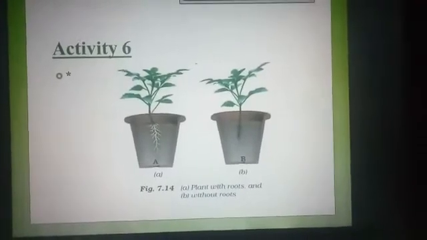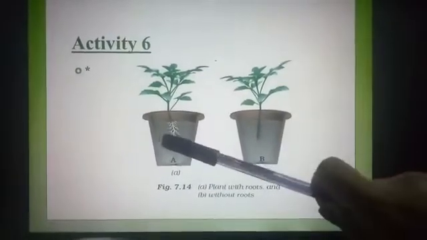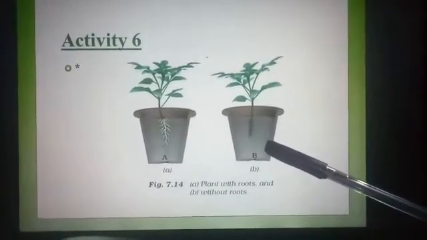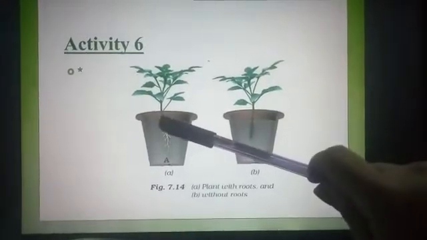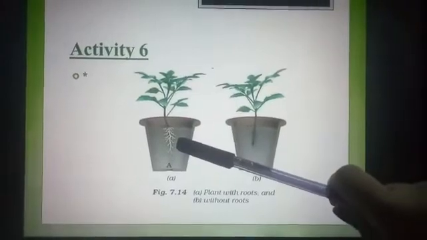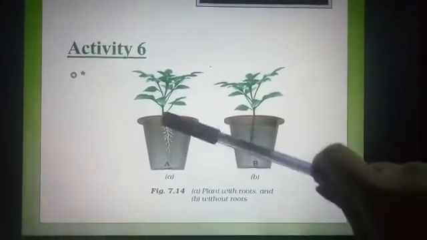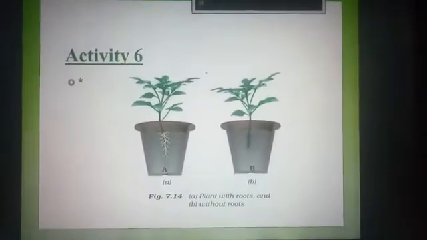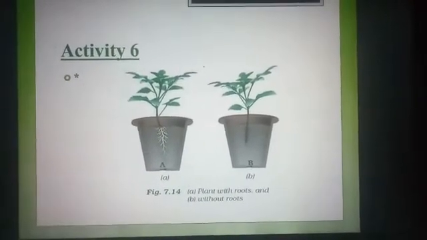Next we have activity number 6. This activity is from your textbook. We have two plants, one with roots and one without roots. आप दोनों प्लांट को सनलाइट में डाल दो, थोड़े दिनों के बाद आप क्या देखेंगे? Unhealthy growth, and here there is healthy growth. So what is the reason behind this? Reason is only water, means water is absorbed by roots. Okay, so root is essential for plants' growth.